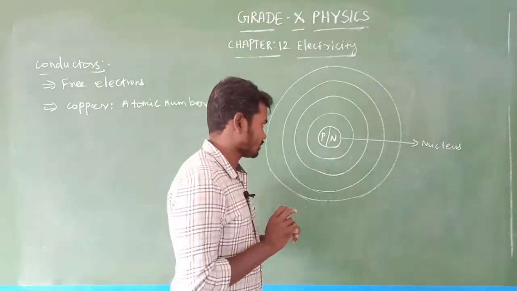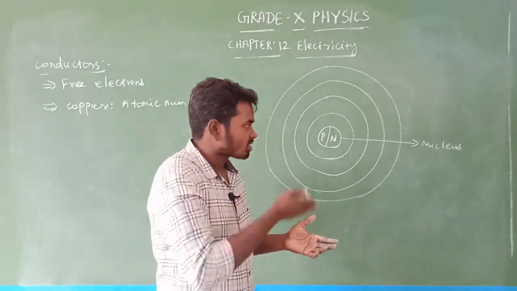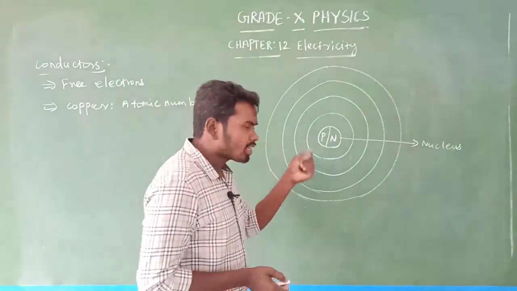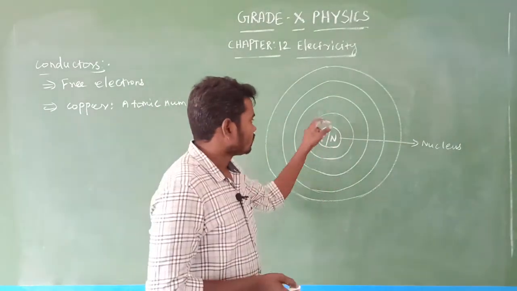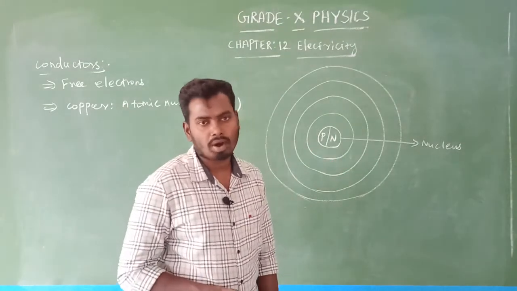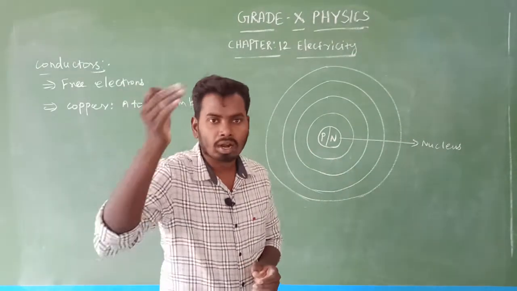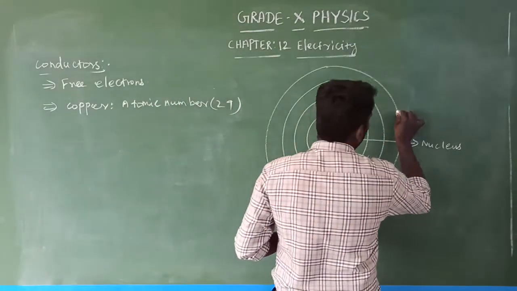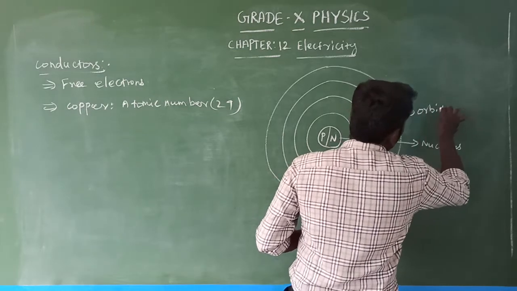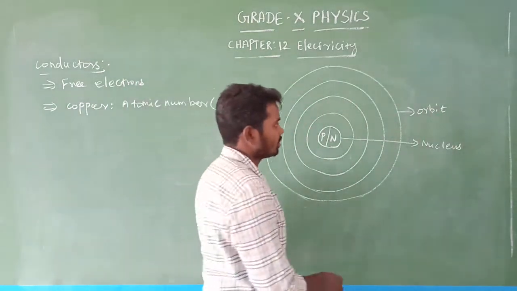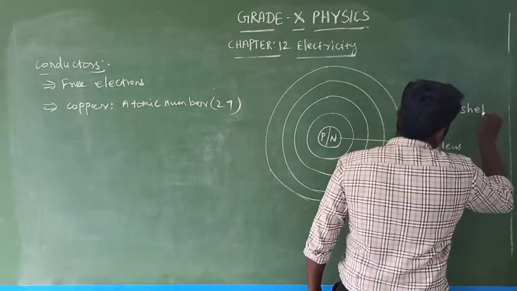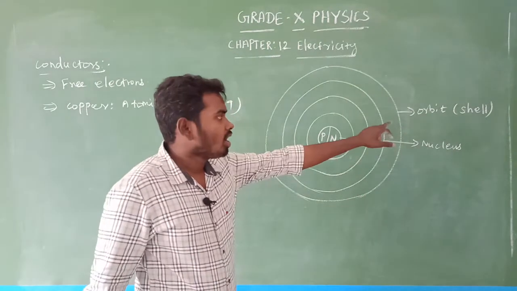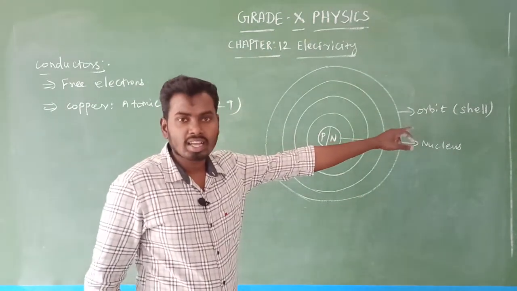Is it clear? Yes. So why is there a round circle? The round circle is the electron revolving path. The electron revolving path around the nucleus is called an orbit, or otherwise we can say shell. All have the same meaning, so don't get confused.